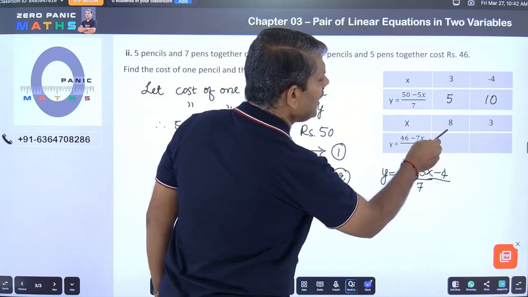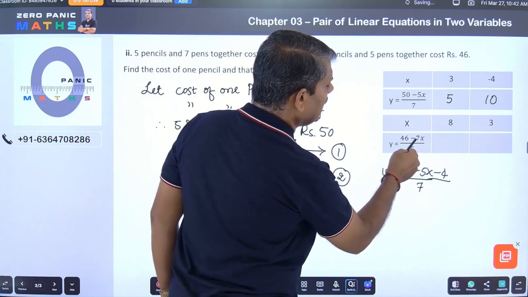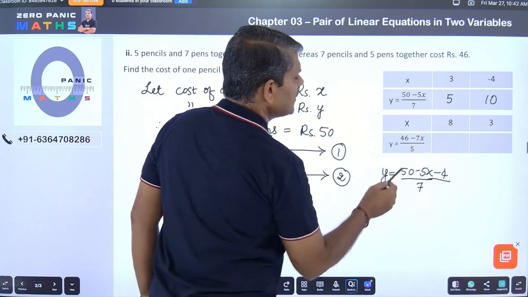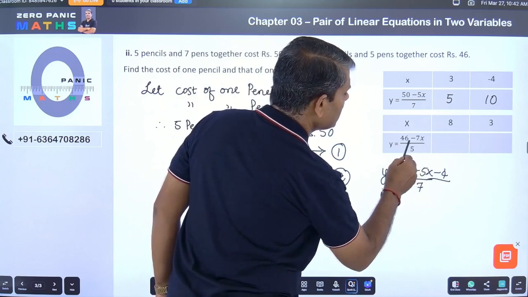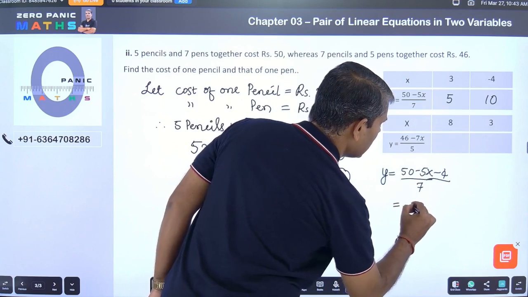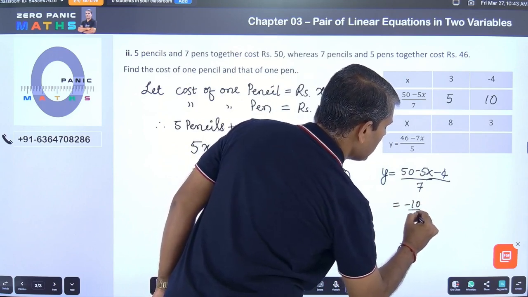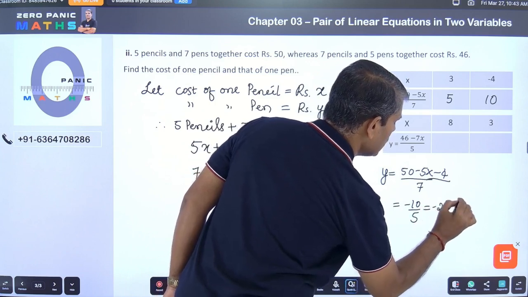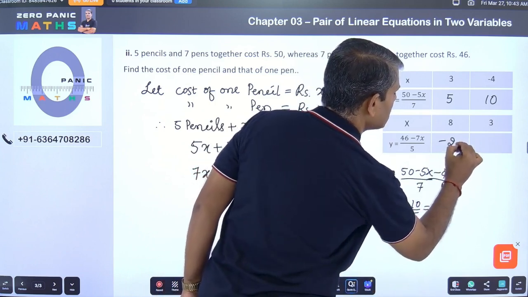Now next, similarly, I am putting 8 here in place of x. So 7 8s are 56. 46 minus 56, that is minus 10, right? Minus 10 by 5, which is minus 2. Okay, so it is minus 2 for me.